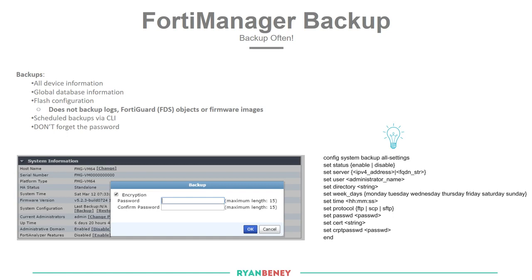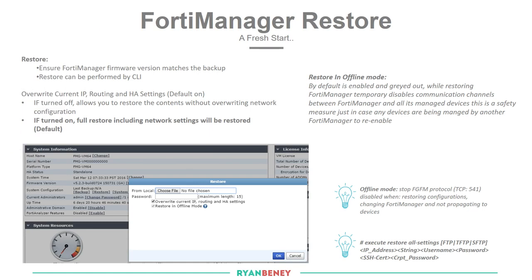If you do want to use a scheduled backup, you have to perform this via the CLI, and to the right there I've put in the configuration strings required to achieve that. To restore the configuration, just like backing up, same place, system settings, within the system information widget and within the system configuration section within that widget. As you can see, I've clicked the restore here, and it's asking me to pick a file to restore and enter the password if it's applicable.